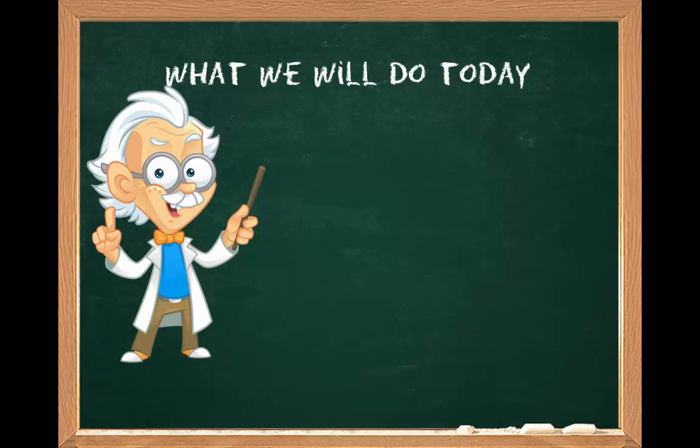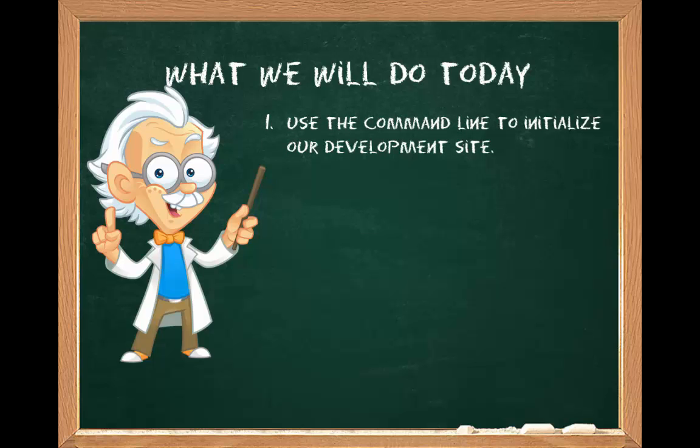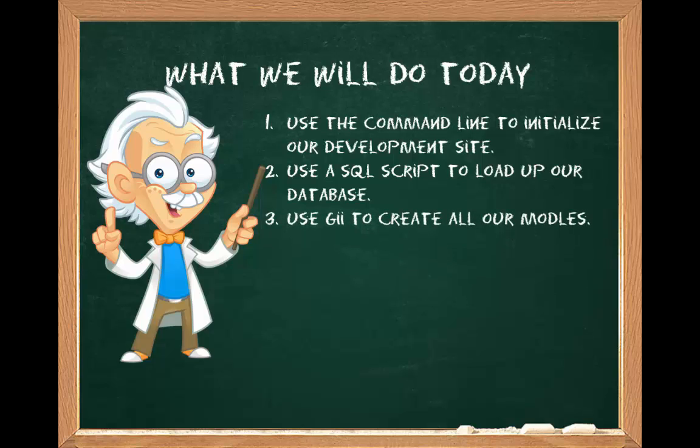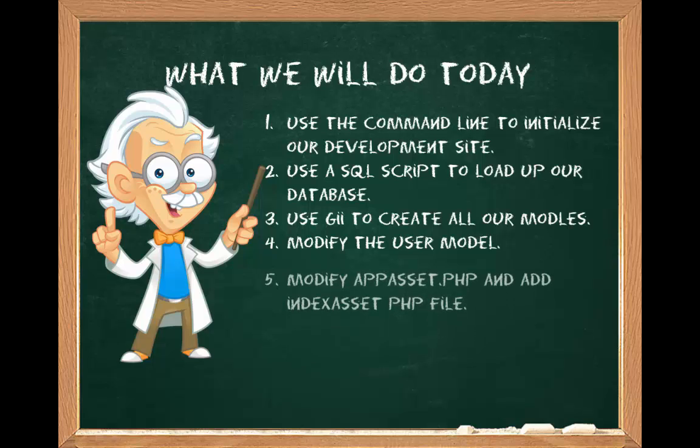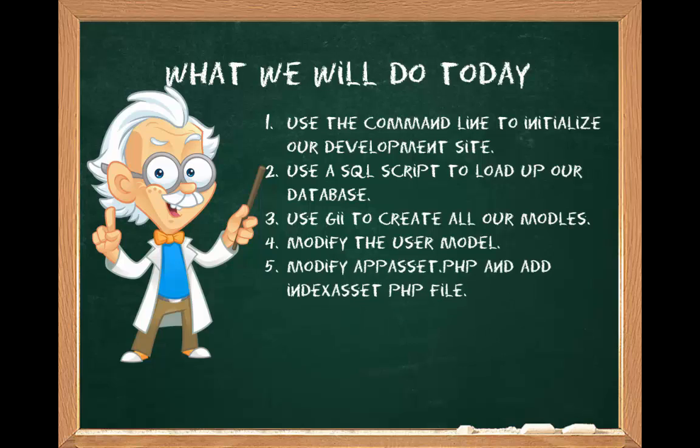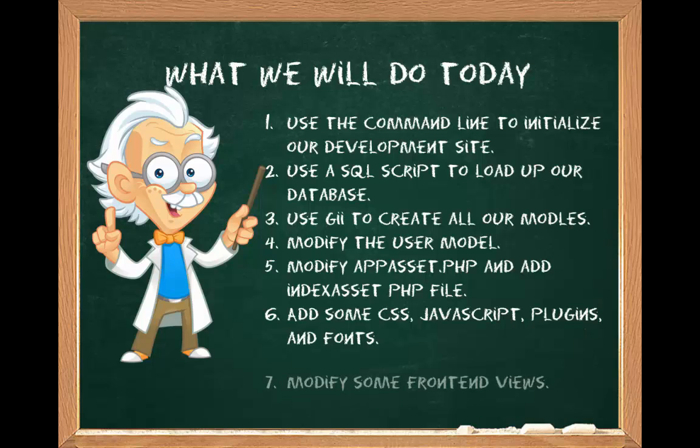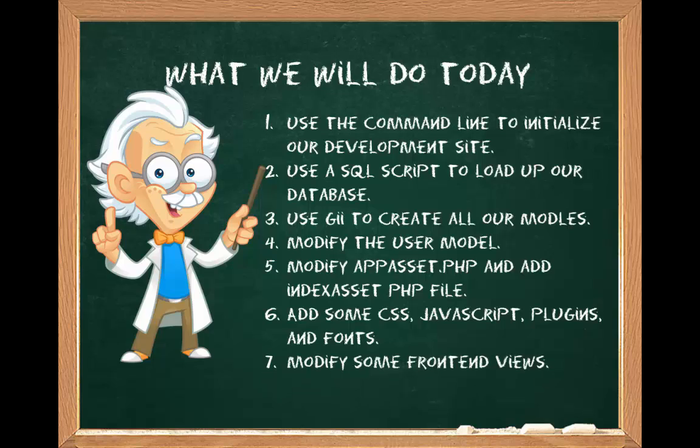What we're going to do today is use the command line to initialize our development site. We're going to use a SQL script to load up our database. We'll use the Gii tool to create all of our models. Then we'll modify the user model so that it works with all the new stuff in it. And then we're going to modify AppAsset.php and add IndexAsset.php to include some new CSS, JavaScript plugins and fonts, and to modify some of our front-end views.